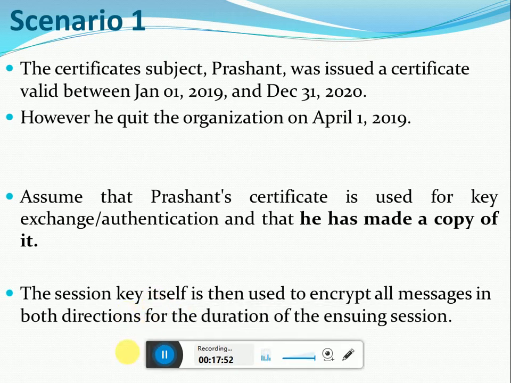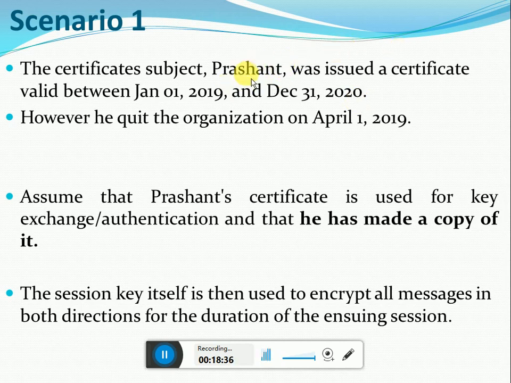Consider scenario 1 of some company X. On behalf of this company, a certificate is issued to Prashant, who is an employee of that organization. Here, for understanding, we are using the name Prashant. Prashant is the one who holds the key on behalf of his company, whose validity period is from Jan 1st 2019 to 31st December 2020. That means the certificate is valid for 2 years.